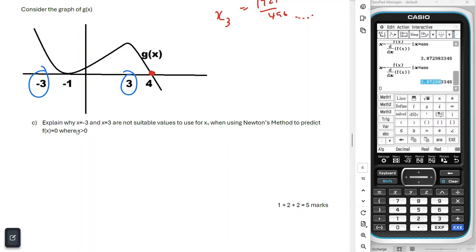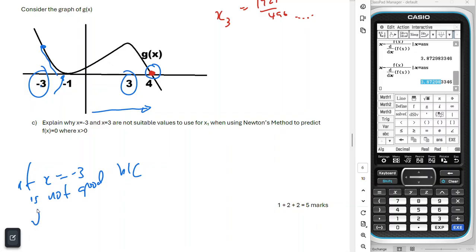And to the second half of the question, explain why these values are not good values to choose when approximating f of x equals 0 when x is bigger than 0. So I'm approximating for this x-intercept. If I choose x equals -3, it's going to find this answer, not this answer, so it is not good because it will approximate the x-intercept when x is less than 0, not x bigger than 0 like the question asked.